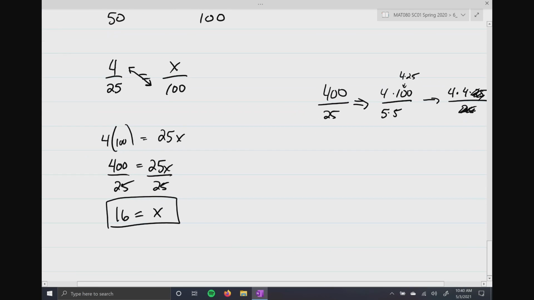So 16% of 50 is 8. Are there any questions there?